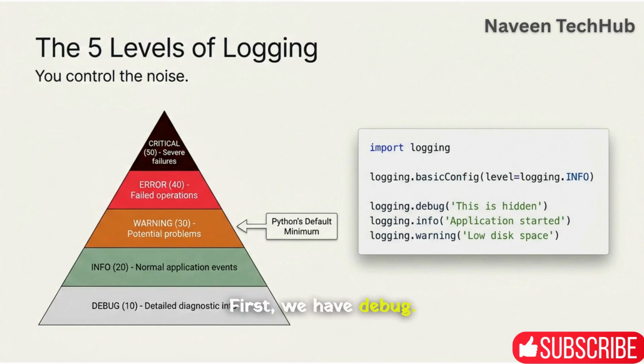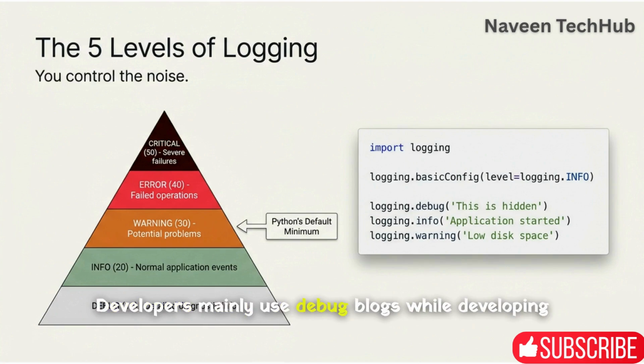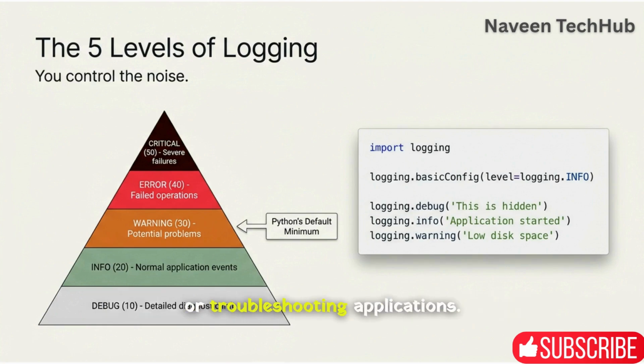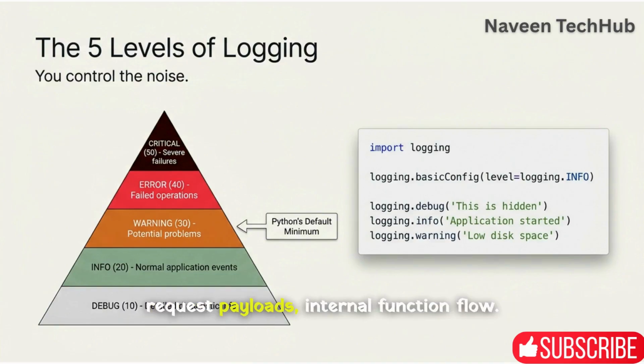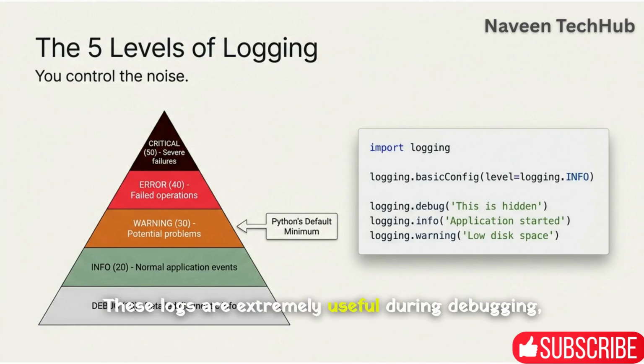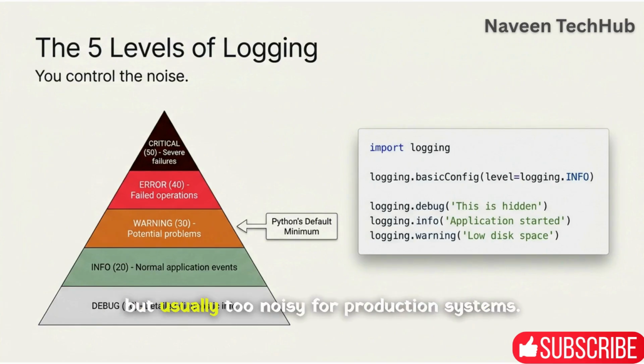First, we have debug. This is the most detailed level. Developers mainly use debug logs while developing or troubleshooting applications. For example, variable values, loop execution, API request payloads, internal function flow. These logs are extremely useful during debugging, but usually too noisy for production systems.